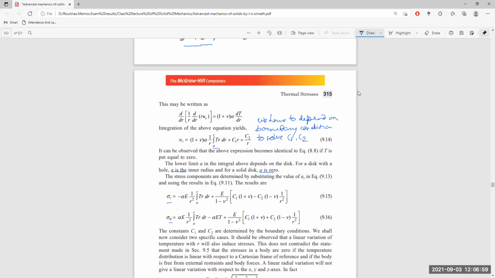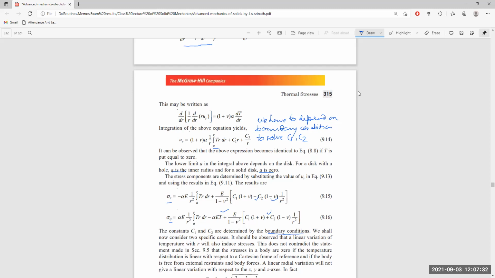Similarly, for sigma theta the equation is more or less the same, only the signs change, except one alpha E portion comes into play, plus 1 by r square C2 plus 1 by 1 minus nu C1. Only the signs change accordingly. Plus is replaced by minus, and minus is replaced by plus itself. Now, constants C1 and C2 are determined by the boundary condition itself. We have to know the boundary condition.